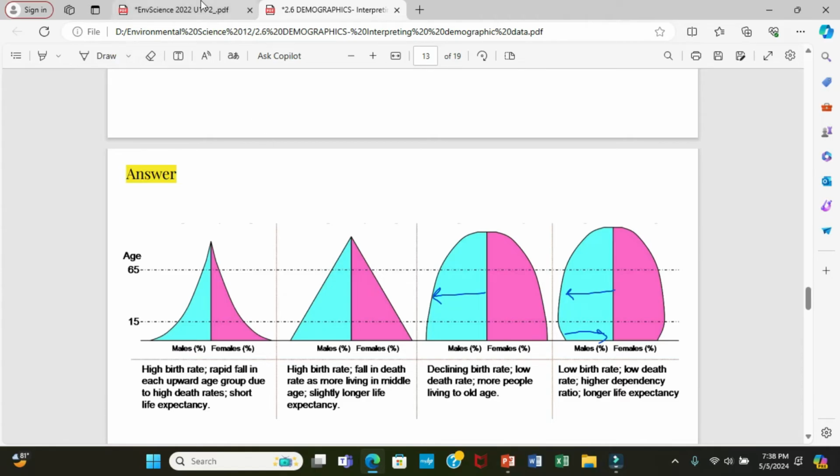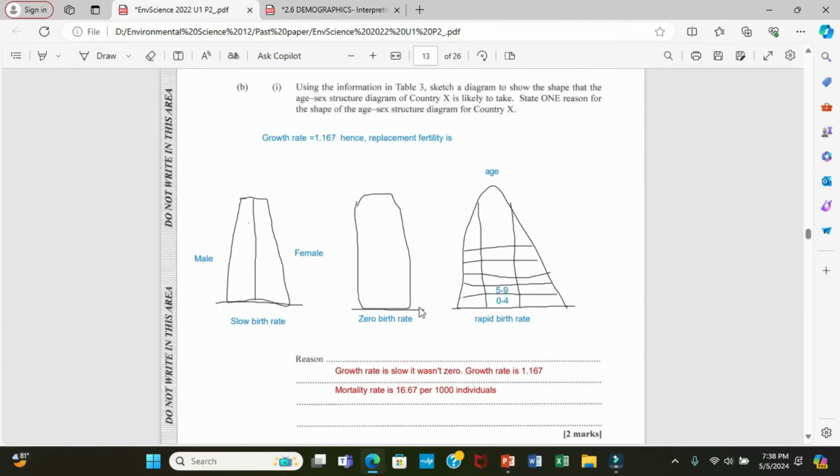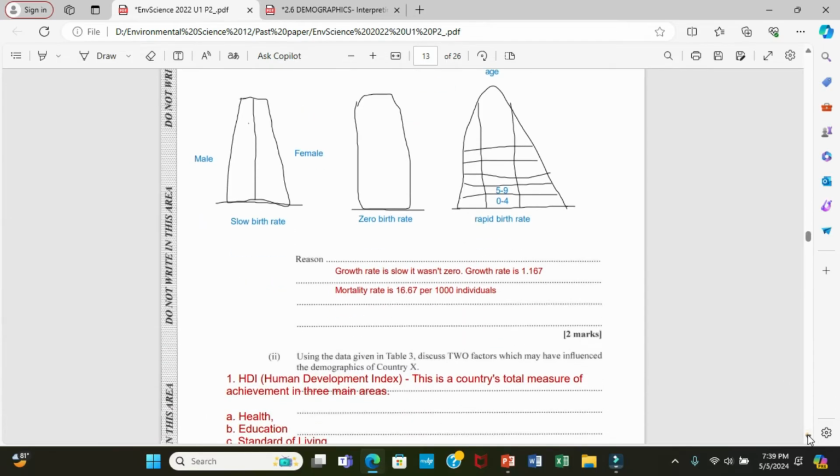All right, guys. So let's move back to the question. All right, so it's the same thing. This one here, because the populations for both sides are straight, it shows that the birth rate is 0. Now, when you have a broad bottom to a current population, it shows that birth rate is high. All right, let's move on. So this is the answer. This is the correct one that you should have. Let's move on.